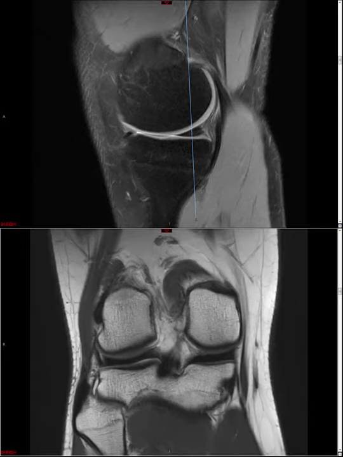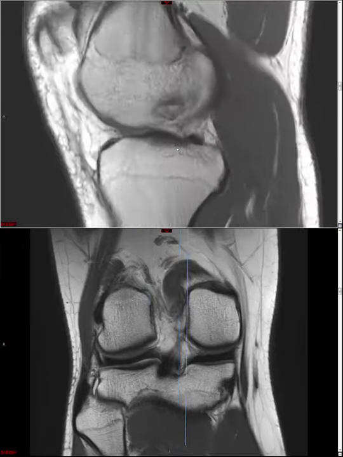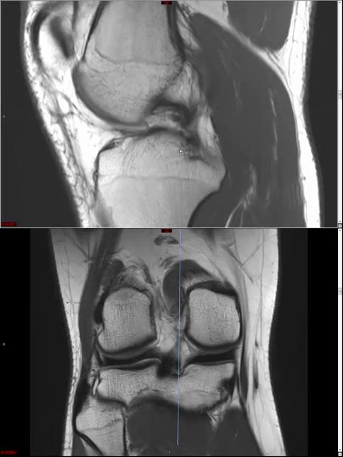If we look on our sagittal images, sometimes there's another fakeout. And this is related to the meniscofemoral ligaments of Humphrey and Wrisberg.